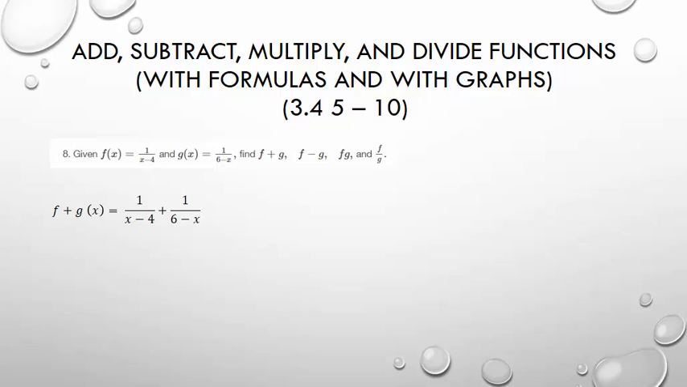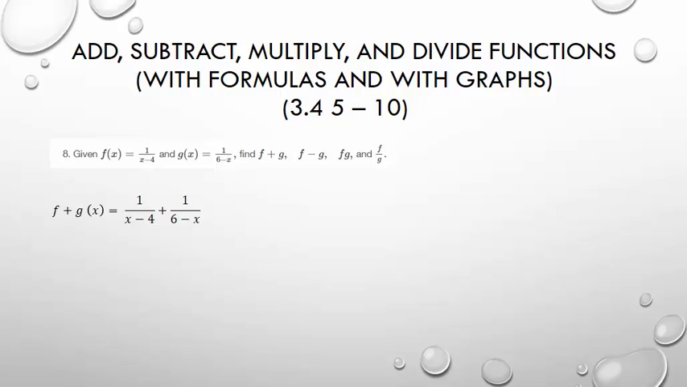So if I wanted f plus g, at its most basic, I just add the two formulas together. I have 1 over x minus 4 plus 1 over 6 minus x. That's my new function, the sum, f plus g. I could get a common denominator if I wanted to, but I'm just going to leave them this way, 1 over x minus 4 plus 1 over 6 minus x.